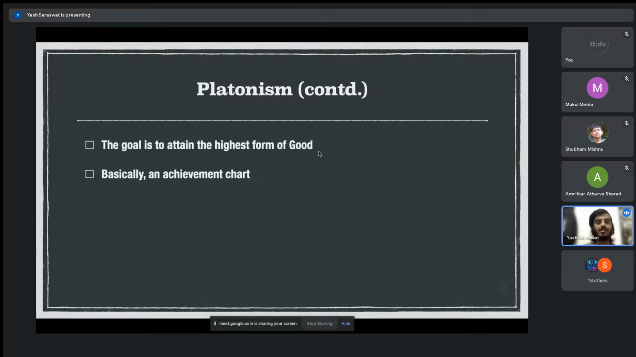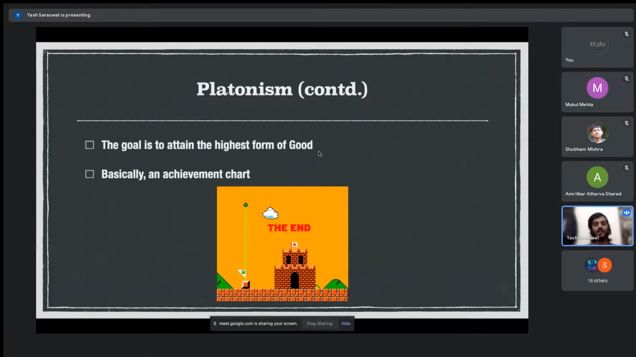And that is basically an achievement chart. So you complete this, and it all leads to a meaningful life if you achieve the final good. And the final good is the end of the game. But I wasn't really satisfied with this theory because it didn't tell what the good was. It didn't define it in proper ways, and it didn't tell me what are the intermediate goods that I need to achieve to live a meaningful life.